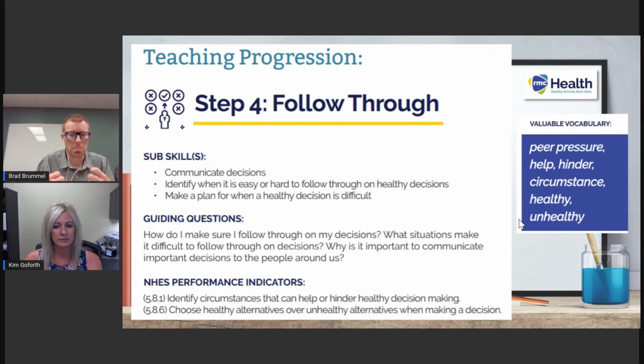and then we want our students to be able to make a plan, especially when they know a decision is going to be difficult. I love the guiding questions that are here. I love the vocabulary. All great, helpful resources provided by the skill guides at RMC.